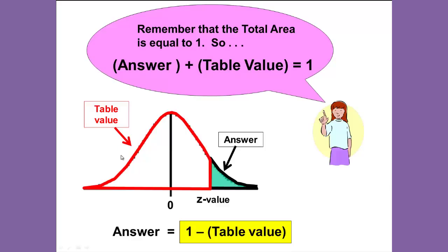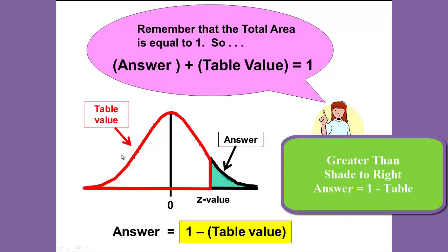So when we're looking for the area to the right, or greater than, it will be to the right and 1 minus the table value. No great alliteration like we had before, but the 3 things go together. Greater than, shades to the right, and our answer will be 1 minus the table value.